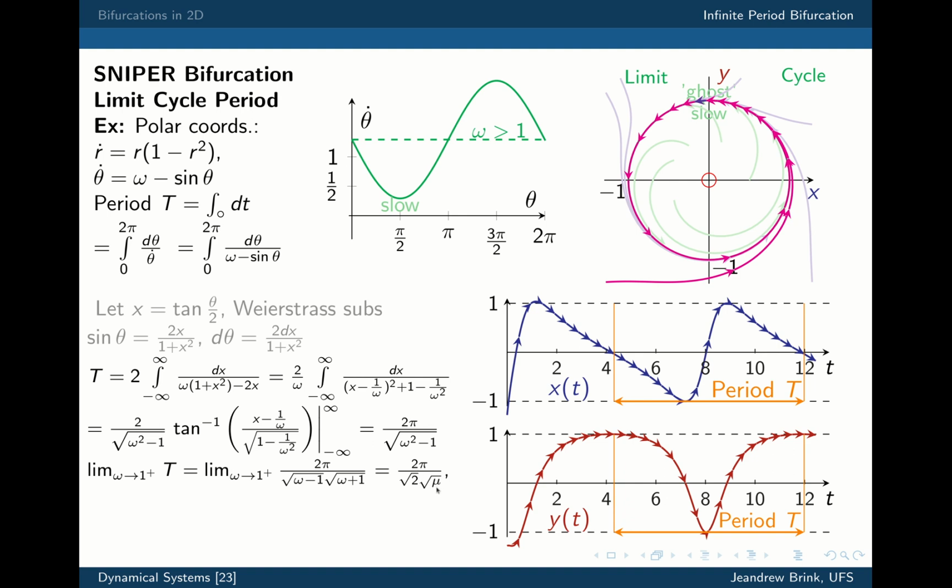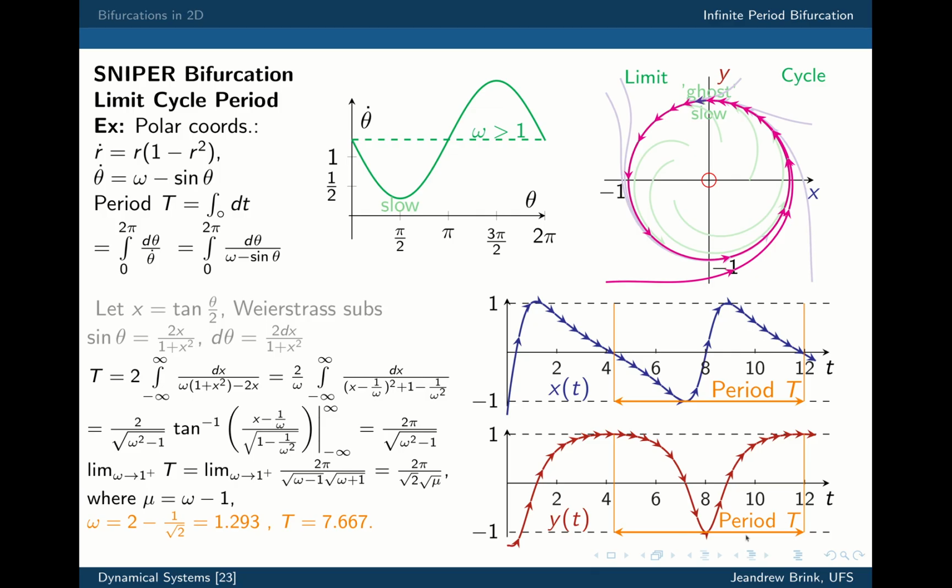Or we can basically measure the distance of omega from the bifurcation point with mu, and we can show that the period is equal to 2 pi over the square root of 2 times the square root of mu, where mu is simply omega minus 1. And so if we go and evaluate it, we can see that if omega equals 1.293, then our period is equal to 2.67, which is the period that we see over here.